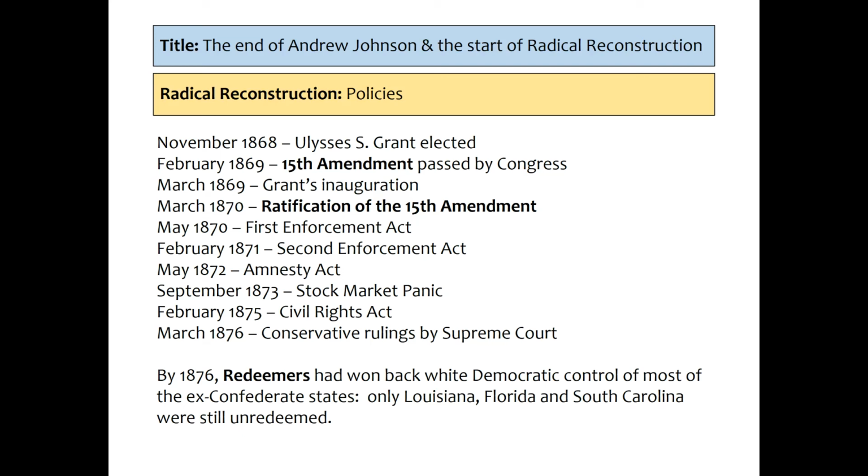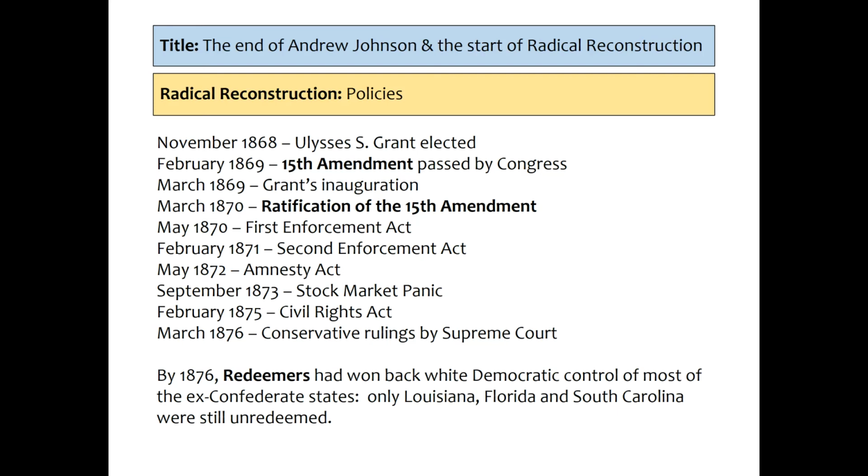We then come to the First and Second Enforcement Acts and the Amnesty Acts. We can see the difficulty that the 15th Amendment has in being enforced because we've got these enforcement acts. September 1873, the stock market crash, the Civil Rights Act in 1875 that we'll look at, and then conservative rulings by the Supreme Court in March 1876. By 1876, the Redeemers, a group that we'll look at, have won back the ex-Confederate states, and it ends really this period that we call Radical Reconstruction.